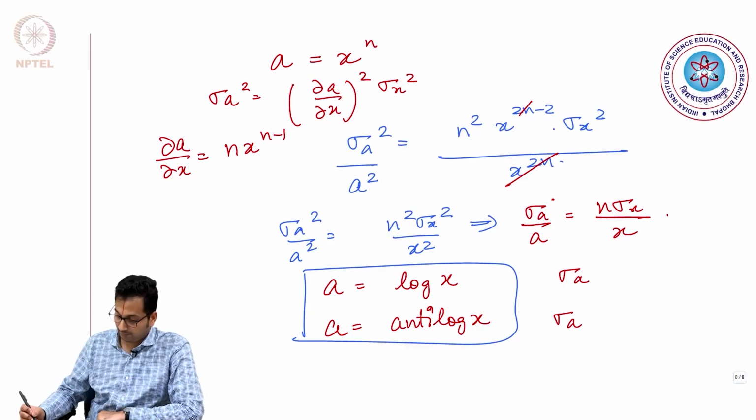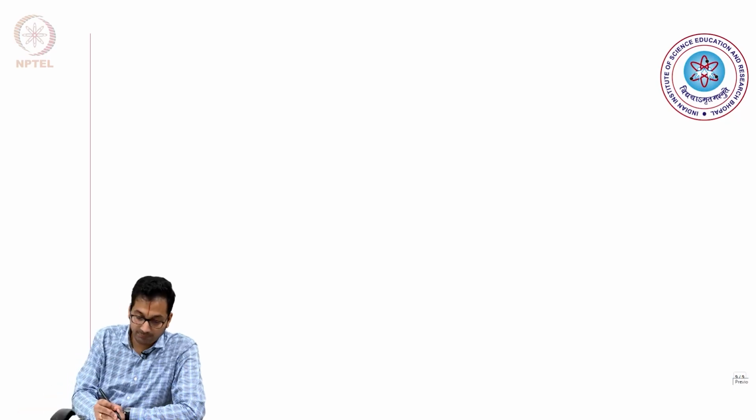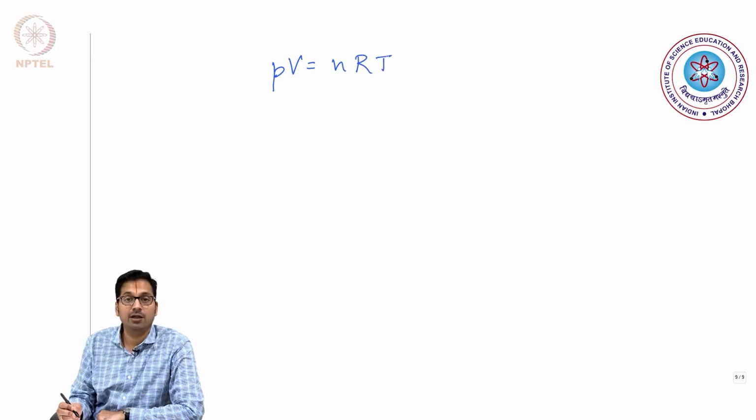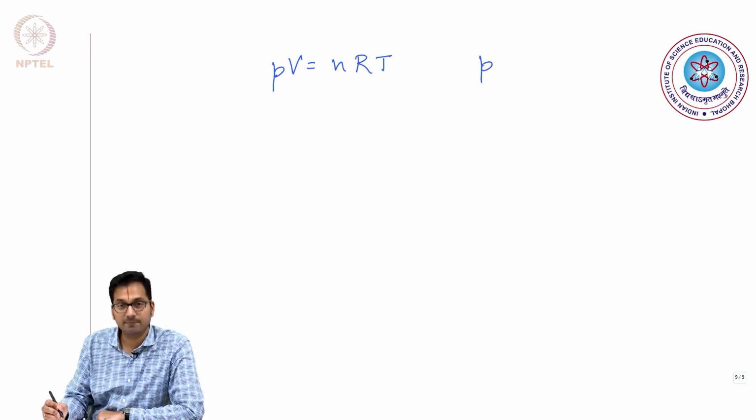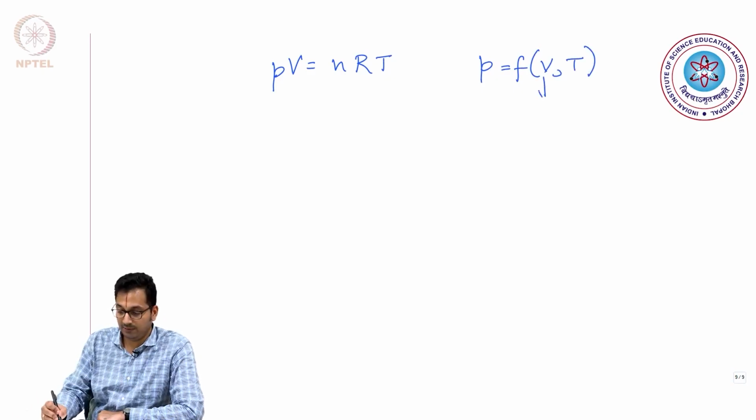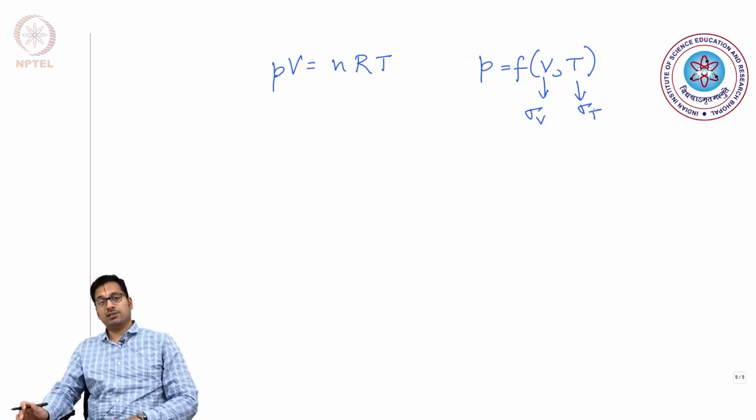Let us take a simple example so that we try to impress upon why it is that we are discussing this. Let us take the ideal gas equation where PV equals nRT. You realize that let us say you are trying to determine pressure as a function of volume and temperature, and let us say these are the two variables that you have control over, and you have a certain error of measurement that is associated with it.